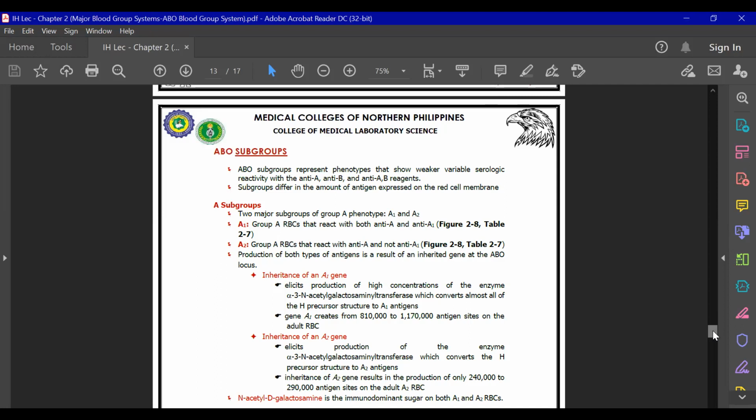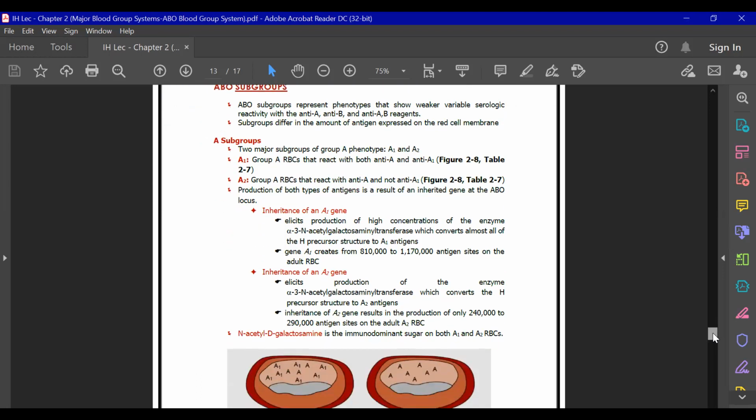for the H antigens naman, the highest would be your group O red cells, followed by your A2, then your B, then your A2B, and then A1, then the fewest, the red cells who has the fewest H antigens, would be your A1B. Kuha?